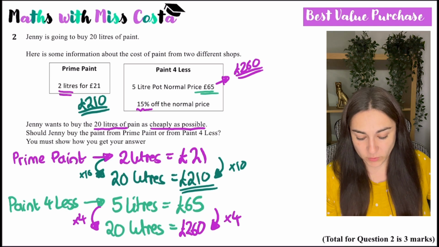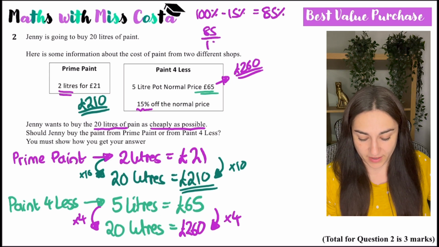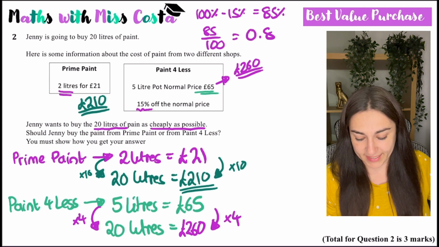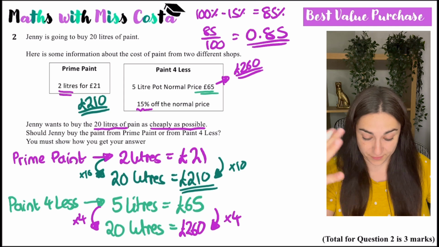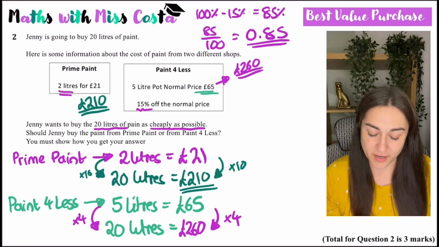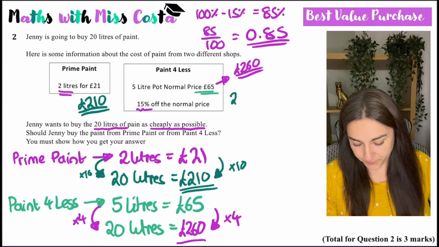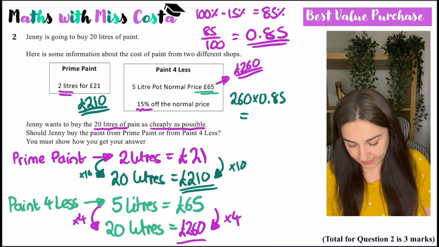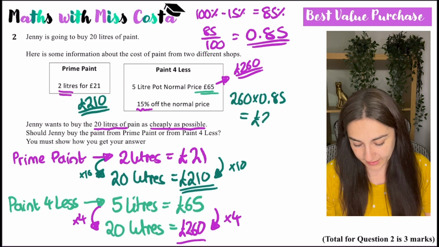And remember, as a multiplier, if you have 100% and you take 15%, you're left with 85%. And what does percent mean? It means divided by 100. So 85% as a multiplier is 0.85. So to work out 15% off, just the quick way with the multiplier, we'd just do 260 times by 0.85, which is £221.